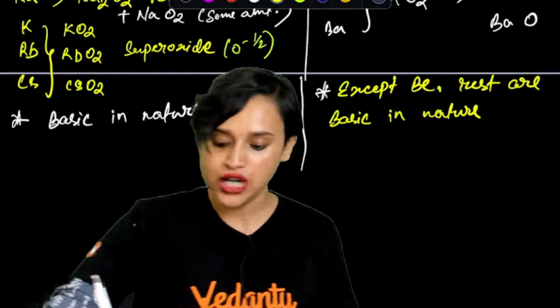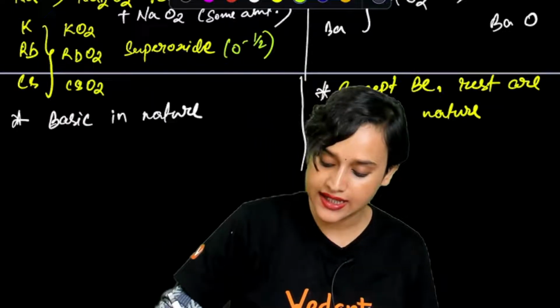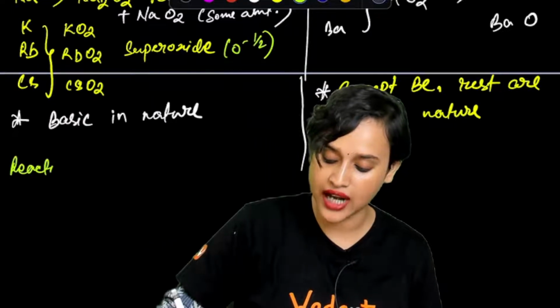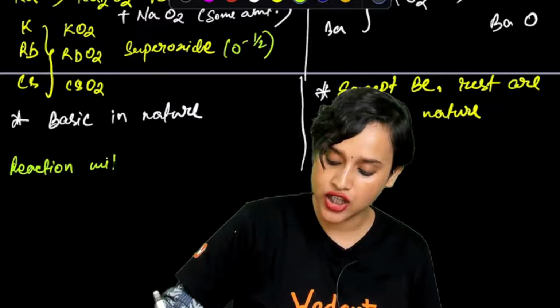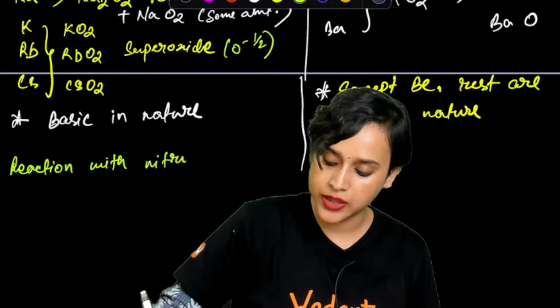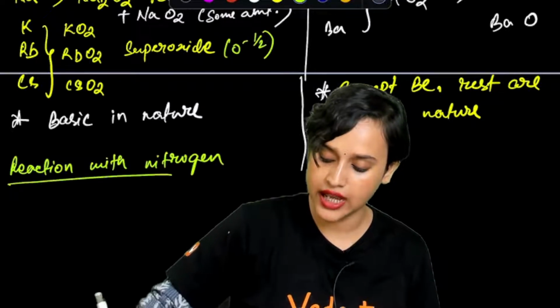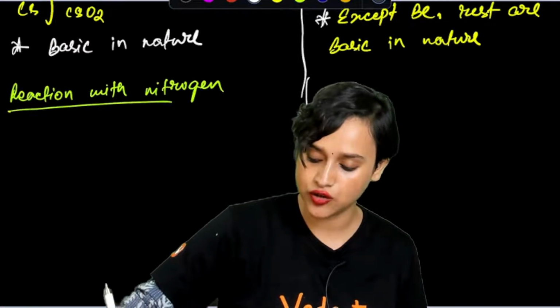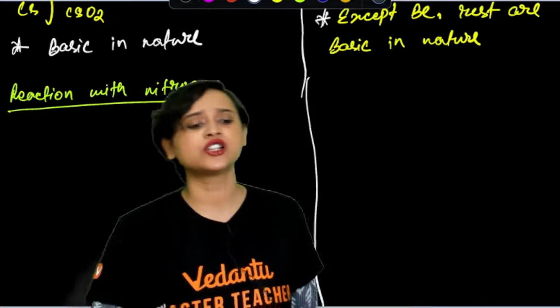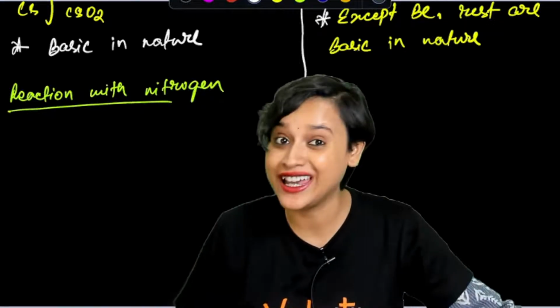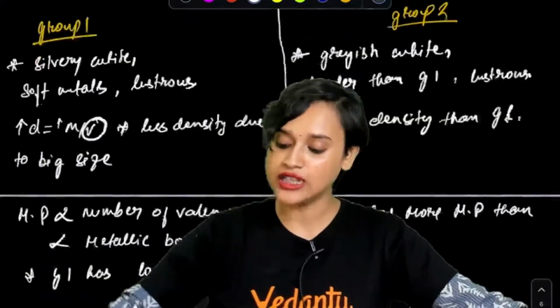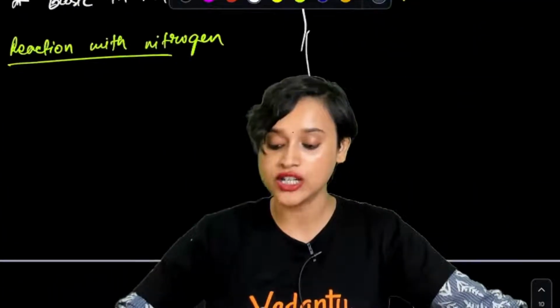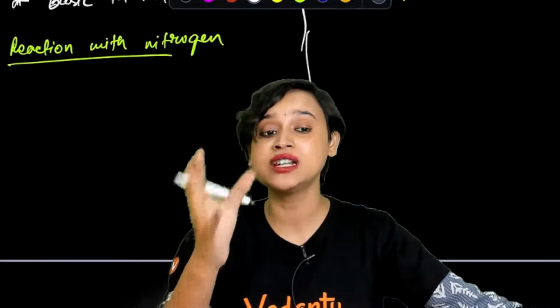Now what are we going to do? Now let's take a look at reaction with nitrogen. Shall we? Reaction with nitrogen, because nitrogen is also a part of air, isn't it? So let's write down about nitrogen, everybody. How do you think the group 1 and the group 2 will react? Remember I told you sometime back that lithium and beryllium show anomalous behavior.